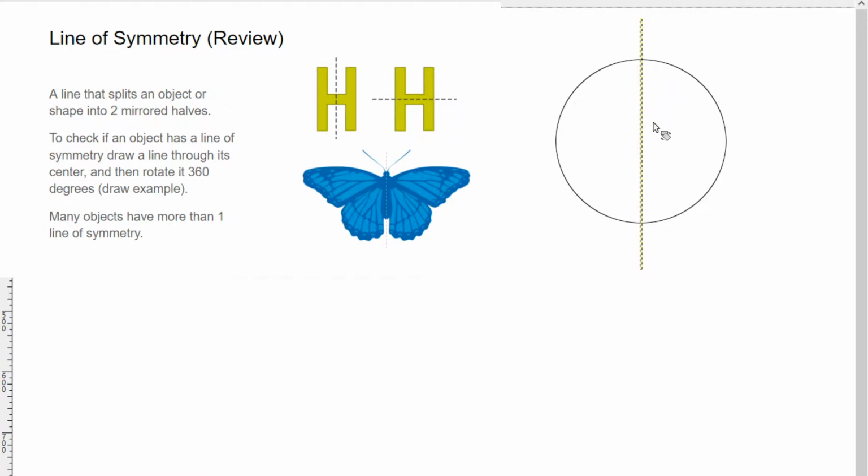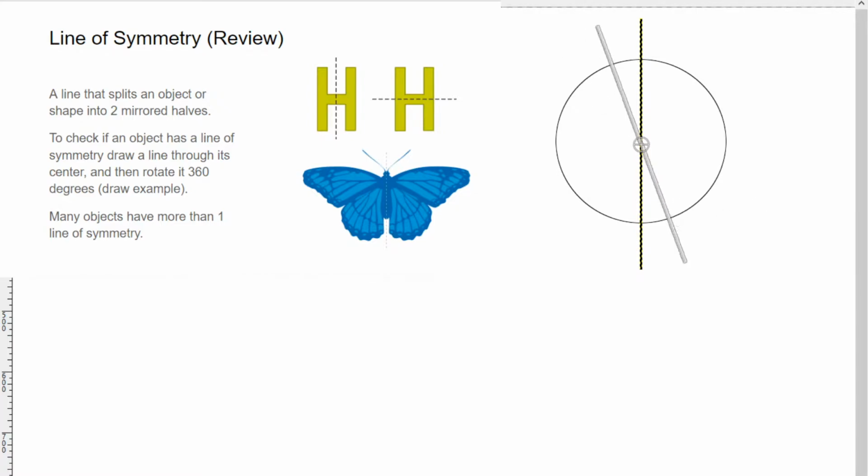So if we've got a circle like this, we're going to identify the center of it, which is right here, and we'll draw a line that goes right through that center. And if we then rotate this line, we can see that no matter where we rotate it, it splits it into two different halves. And that means that this circle, since we can rotate it anywhere, actually has infinite lines of symmetry, which is a unique property of circles.